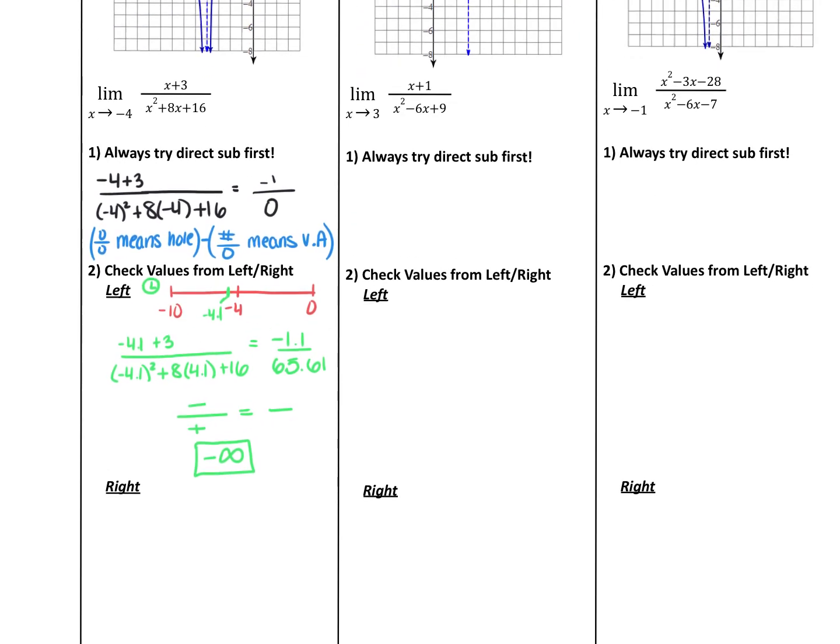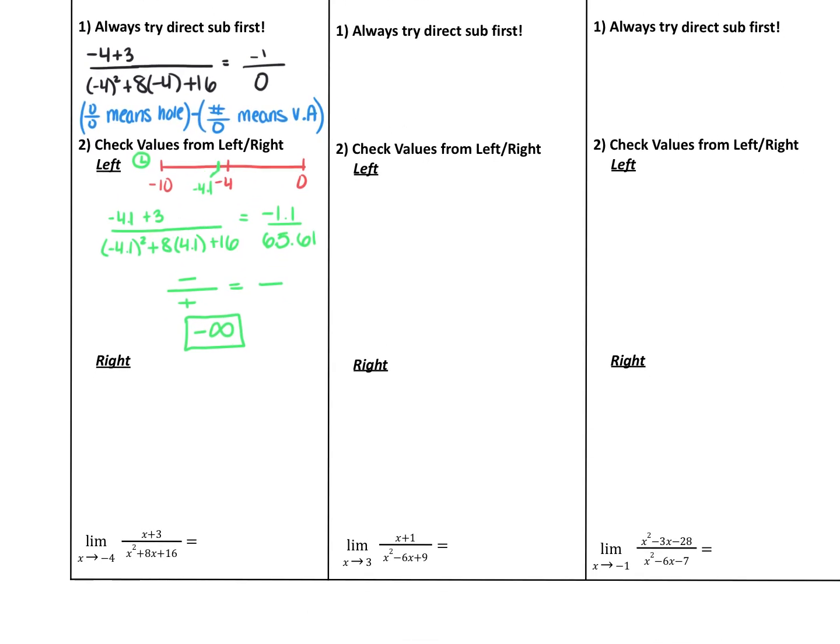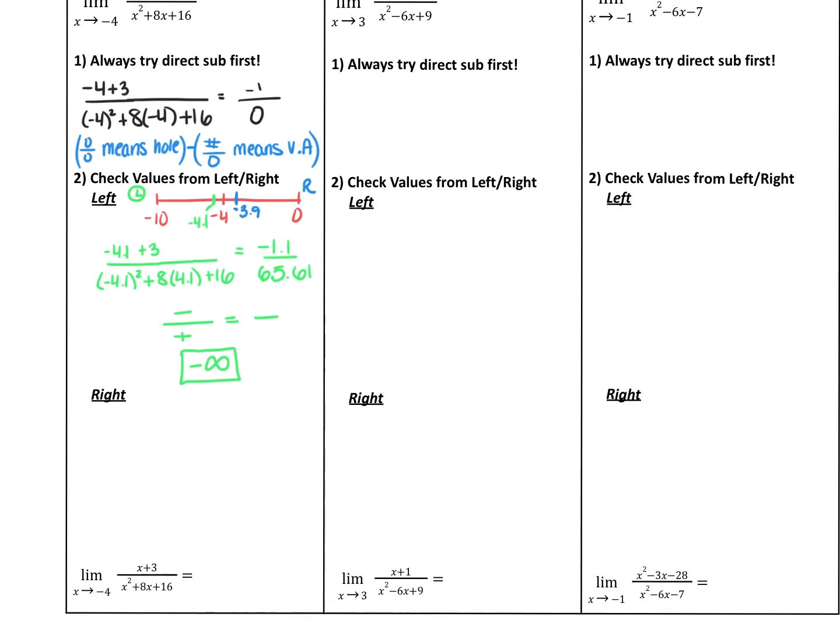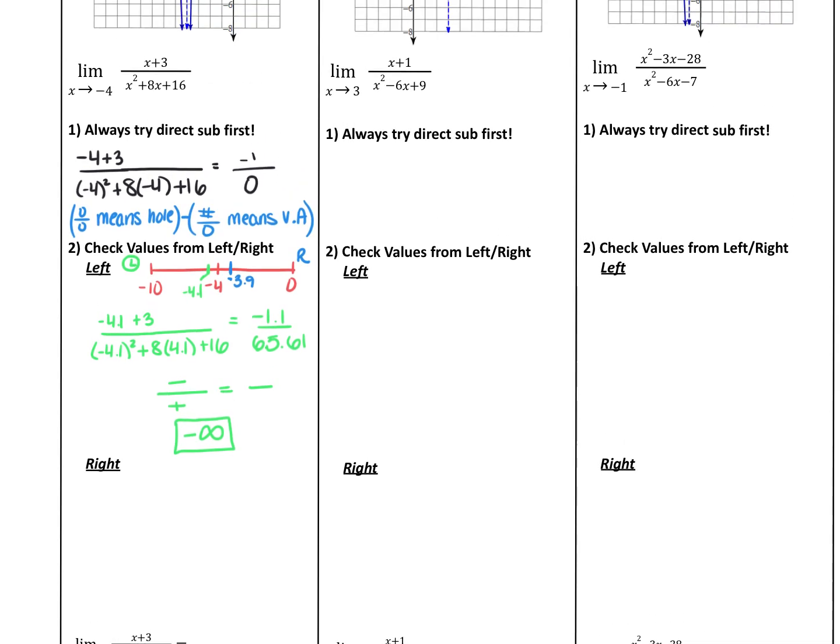That proves it, okay? Now we have to check a value from the right. If we go back up to our number line that we drew before, here's the right side of -4. Something to the right would be maybe -3.9. Let's try that and plug into the original equation. The original equation's all the way up here. Everywhere we see an x up here, we're going to put in our -3.9.